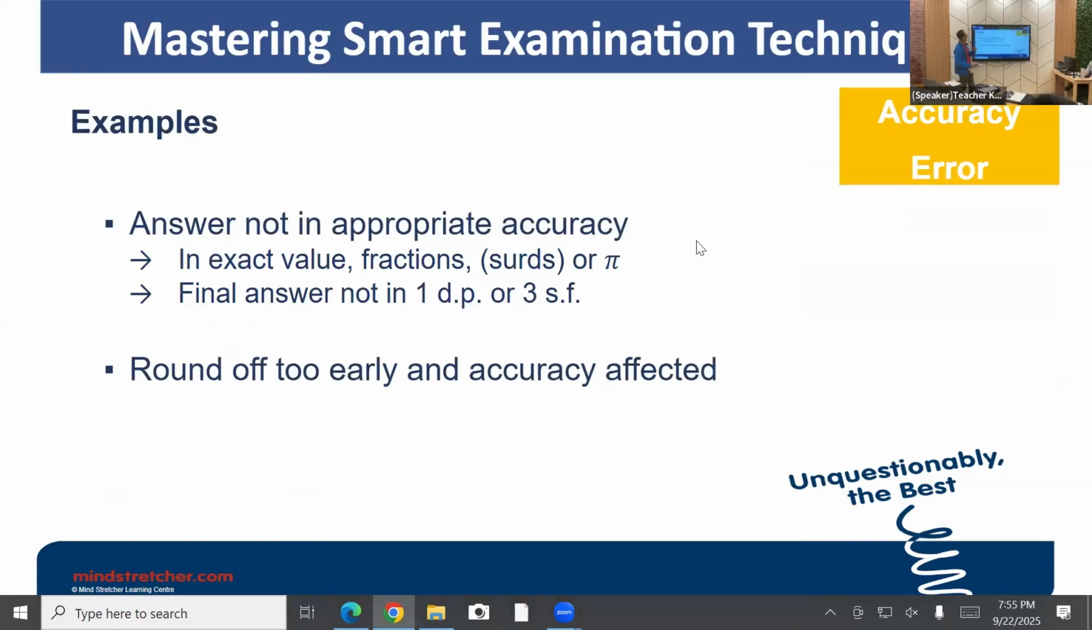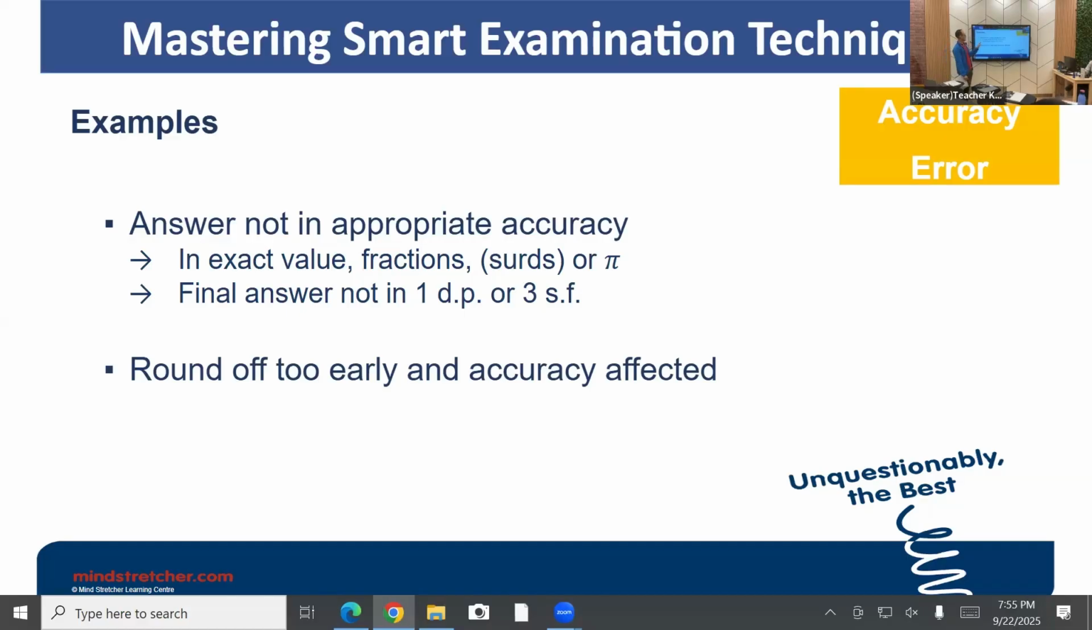Okay, so next one is that we have another error, which is the accuracy error. I didn't show many examples for this, but it is quite clear cut when you see it: these are answers that are not given in the appropriate accuracy. For example, if the question asks you for an exact value, what do we mean by exact value? It could be in fractions, or for A-Math students, you will know what surds are. For non-A-Math students, it's okay. You just need to take note of fractions and pi, in terms of pi. So usually we have to answer in terms of pi, but some students end up answering in 3 significant figures, or worse still, they just write a chunk of decimal places as their answer.